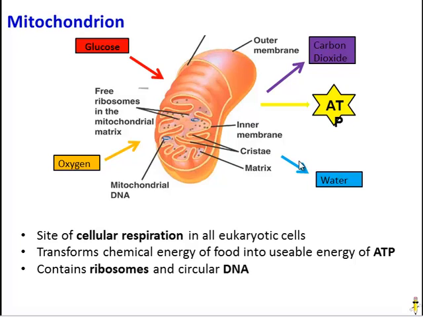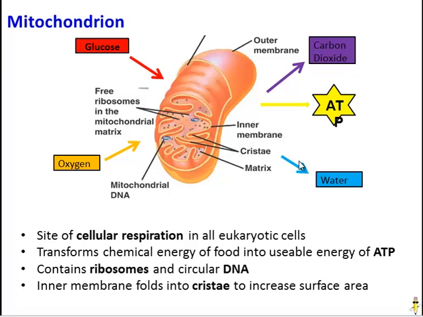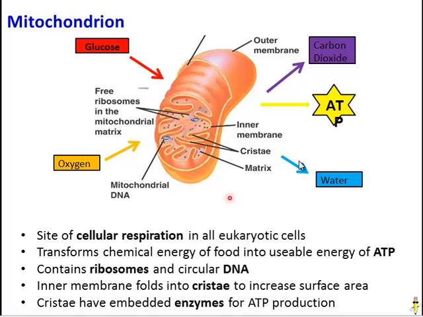Just like the chloroplast, we can see that there's some special structures in the mitochondria. There's ribosomes to make enzymes, there's circular DNA, and there's also folds within the mitochondria. The inner membrane folds into these cristae, and what these do is they increase the surface area for chemical reactions to occur, just like the cubicles or desks in an office. And the cristae have enzymes embedded in them in order to perform cellular respiration.